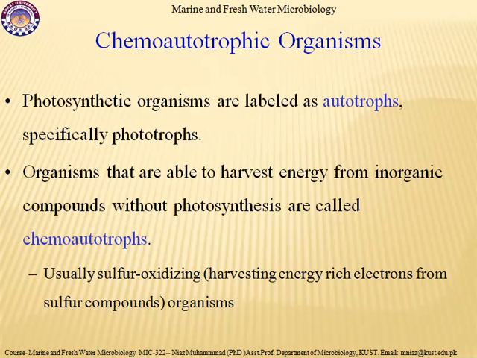Those microorganisms which have the ability to produce their food in presence of sunlight and carbon dioxide. And that is the biggest population of the microorganisms. Specifically phototrophs or autotrophs, you can say this is the biggest population.